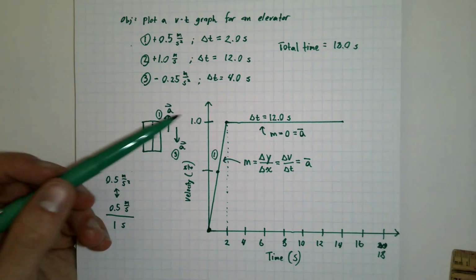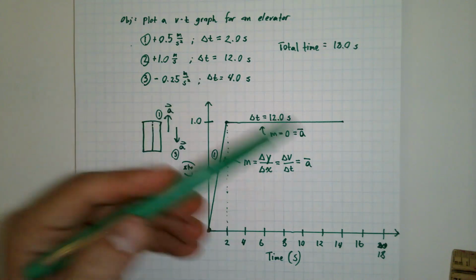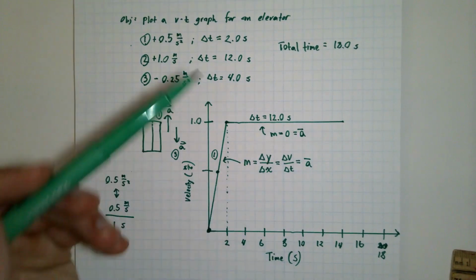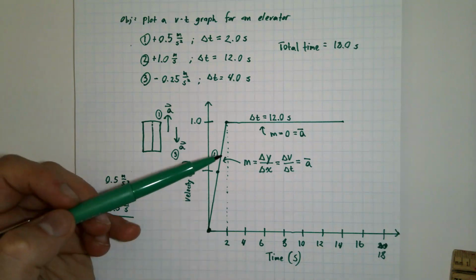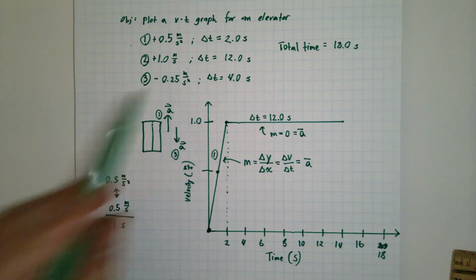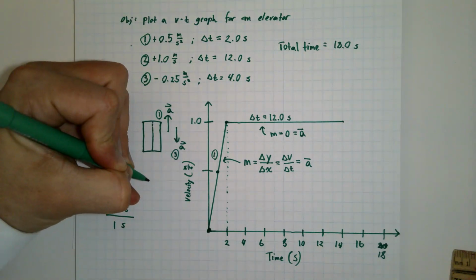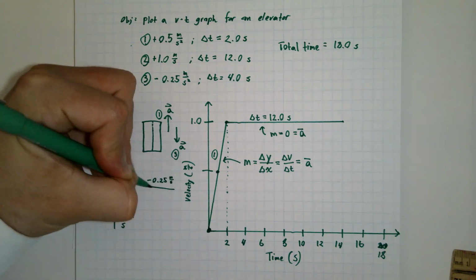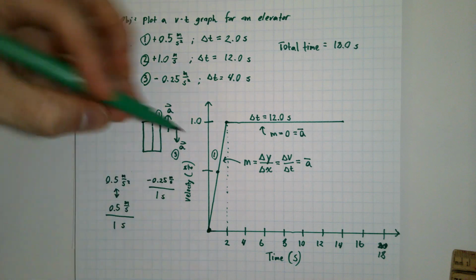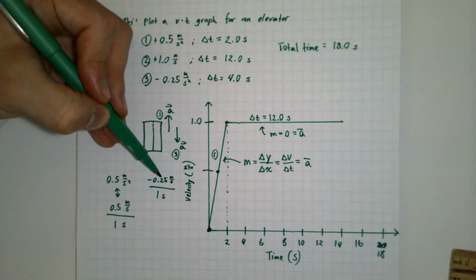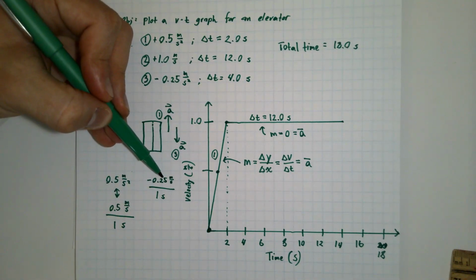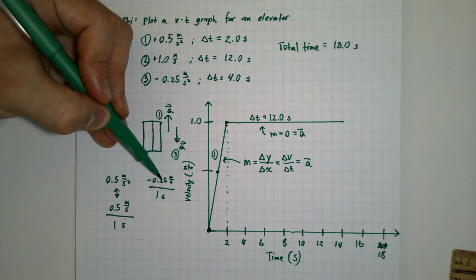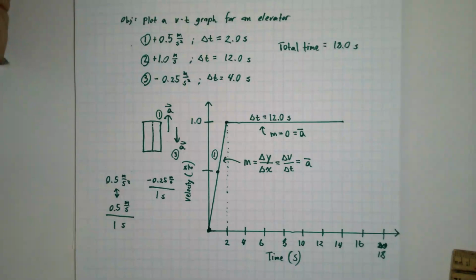Now, what do we see for the last 4 seconds? So from 14 seconds until 4 more seconds, when we're at 18 total seconds, we see that for every 1 second that passes, we have a decrease in speed or velocity of 0.25 meters per second. For every 1 second, there's a decrease in velocity of 0.25 meters per second.